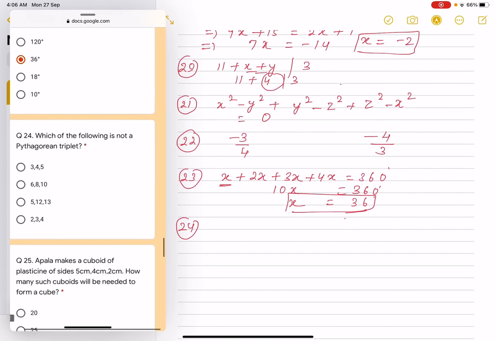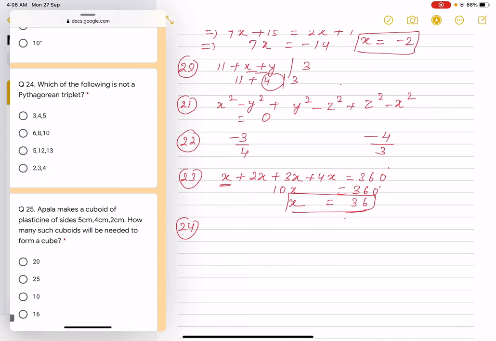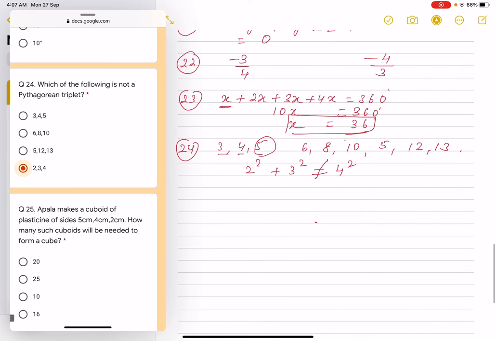So be fast. 24th question is Pythagorean triplet. If we check, we know that 3, 4, 5 is a Pythagorean triplet. If we add the squares of these, we are getting 5 square. 6, 8, 10 also. 5, 12, 13 also. So only left is 2, 3, 4, if we are adding 2 square and 3 square, it is not 4 square. So it is not a Pythagorean triplet.